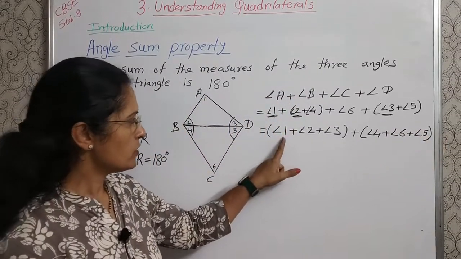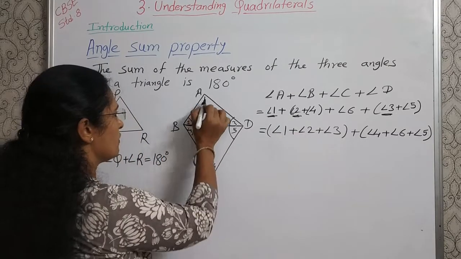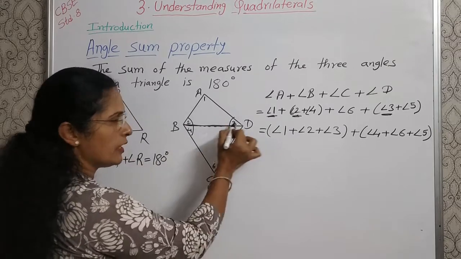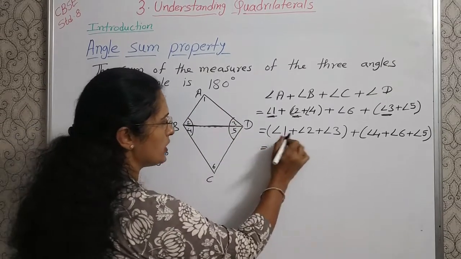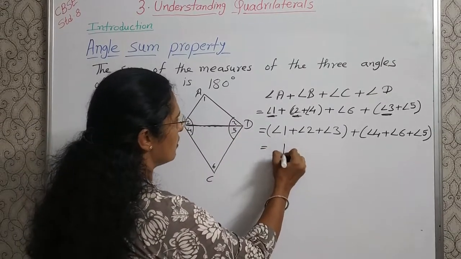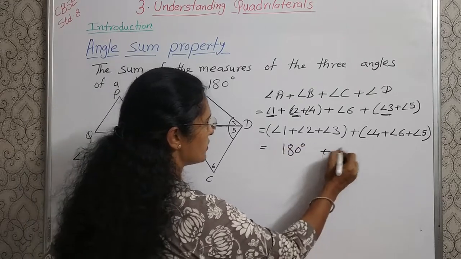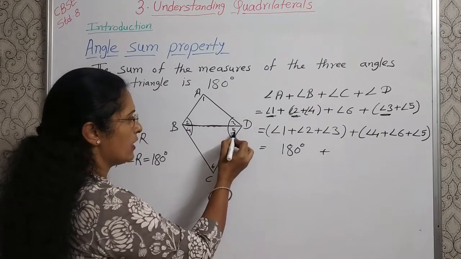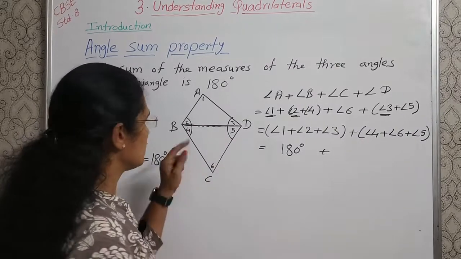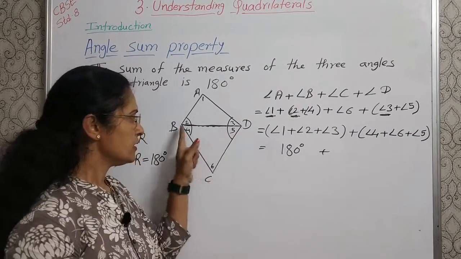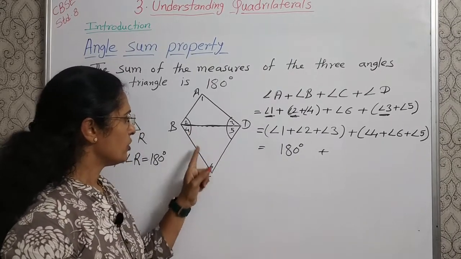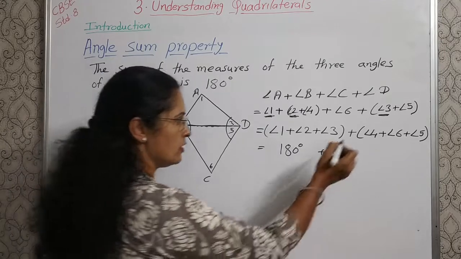Now if you observe 1, 2, 3, these are the 3 angles of this triangle ABD, and the sum of the 3 angles of the triangle is 180 degrees. Same with 4, 6, 5. This is angle 4, angle 6, angle 5. These are the three angles of triangle BCD. Now the sum of the three angles of a triangle is 180 degrees.